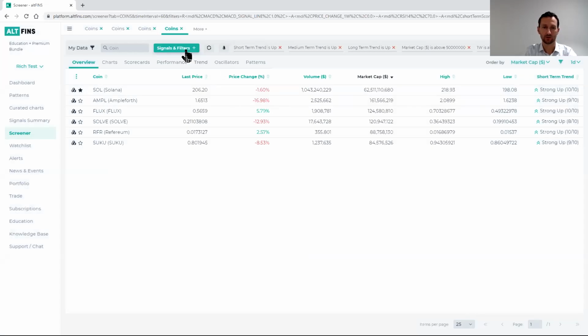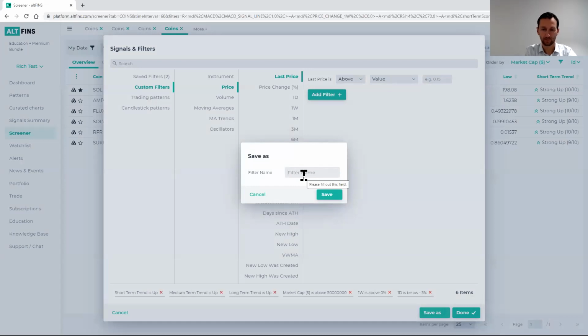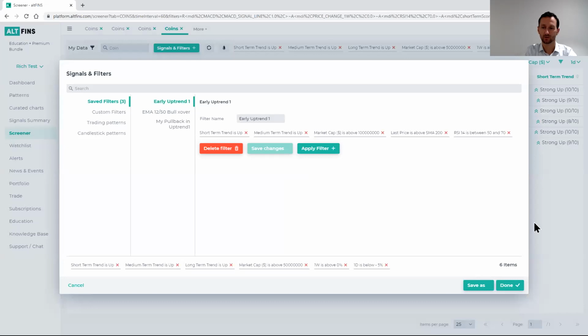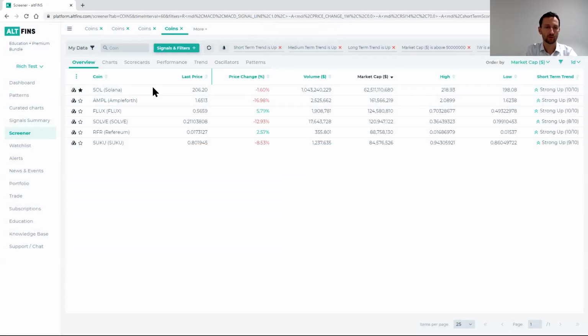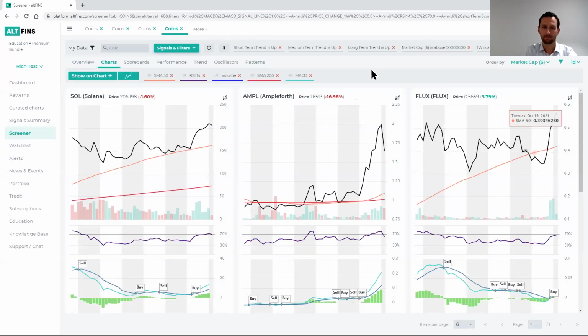And by the way, as you recall, you can save these filters, right? So you can come back to these later. So this is going to be my pullback in uptrend 1 filter, and then you have it among your saved filters to use in the future. So now we've got a few more new names. Solana is among them. Ampleforth we already looked at. Flux, let's check it out.